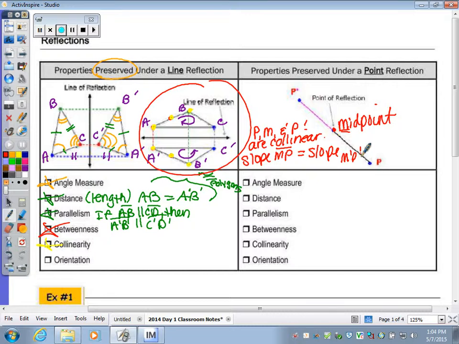Now I realize there are no angles here. There are no polygons. So when we talk about angle measure, distance, parallelism, betweenness, collinearity, orientation, if I were to add to this picture in any way and draw some angles, for instance, everything would hold true. The letters don't change or rotate at all, so they still stay upright. So everything here is more or less checked. P doesn't move at all. It's still facing upright in the same position as the original point.